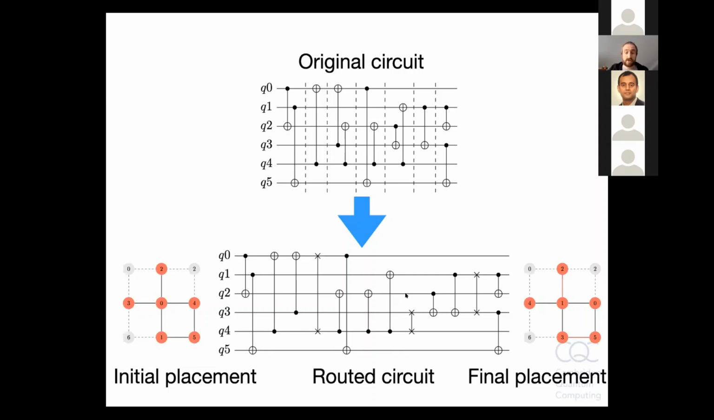And then I'll produce a routed circuit, which, as you can see, now has some extra swap gates added into it. And then at the end, I'll have a final placement of the qubits, because I don't have to leave them in the same place for the whole circuit, right? I can obviously move them around as long as I remember where they are as I go through my calculation.